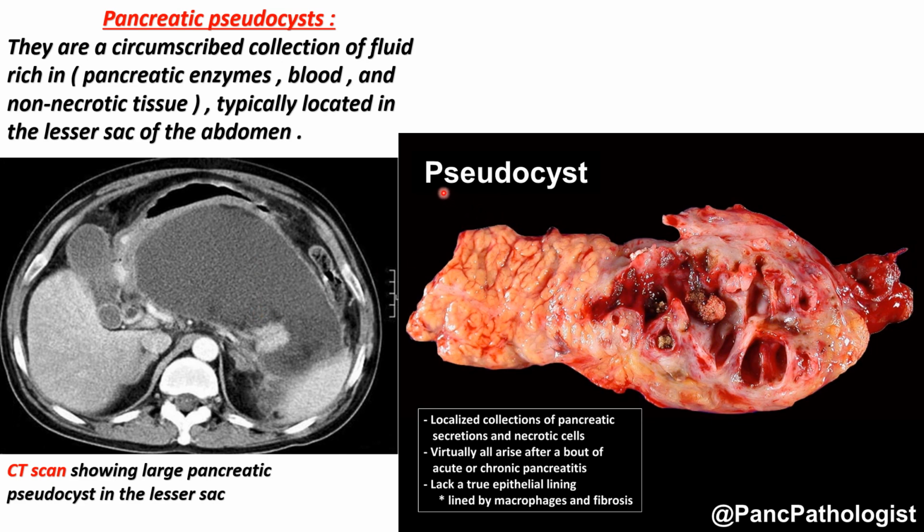But we are seeing here pseudocysts, localized collections of pancreatic secretions and necrotic cells. Virtually all arise after a bout of acute or chronic pancreatitis and lack a true epithelial lining. But the pancreatic pseudocyst is lined by macrophages and fibrosis.